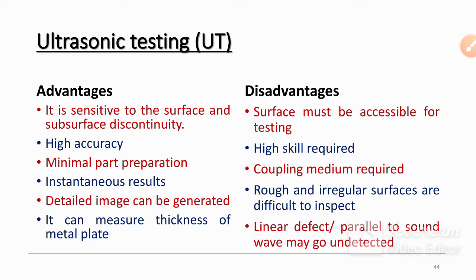Next are some advantages and disadvantages of ultrasonic testing. So first, advantages: it is sensitive to surface and subsurface discontinuities. High accuracy is there, minimal part preparation is required, instantaneous results are achieved, detailed images can be generated, and it can measure the thickness of a metal plate. Okay, how to measure thickness?